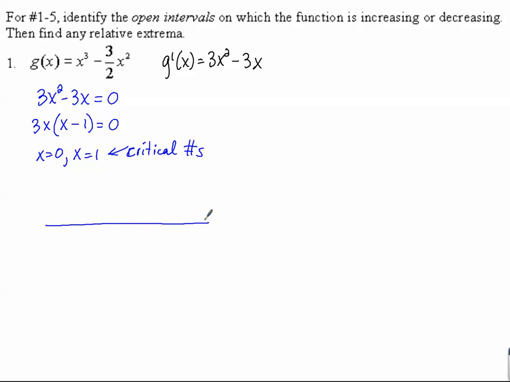Draw your number line, put on our number line the critical numbers and any domain restrictions. Polynomial, no domain restrictions. So 0 and 1, these are our x values. Next, find the sign of f prime, find the sign of the derivative on each interval. So f prime on this first interval.